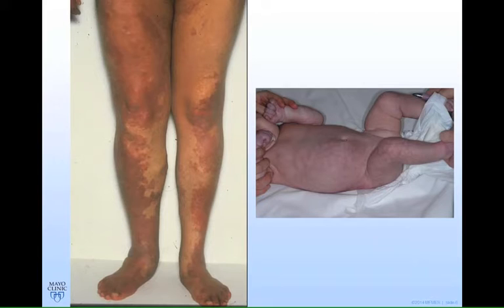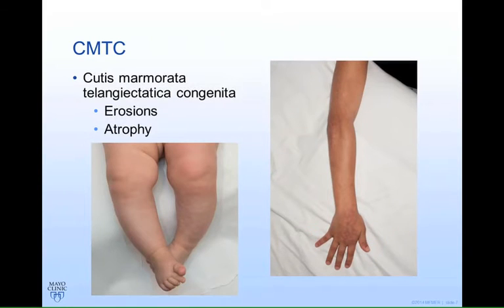And so this is just a little bit more dramatic picture. On the left, a more homogeneous, geographic, basically solid port wine birthmark, whereas on the right you see more of that reticulated, broken up pattern. And then there's this other term called CMTC, or cutis marmorata telangiectatica congenita, which a lot of the reticulated type of capillary malformations often get called CMTC.